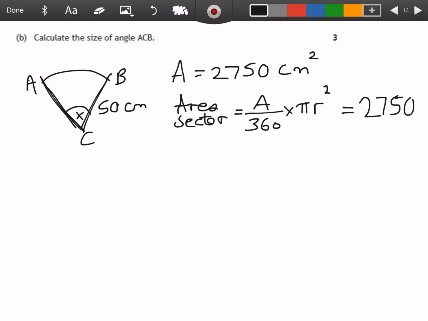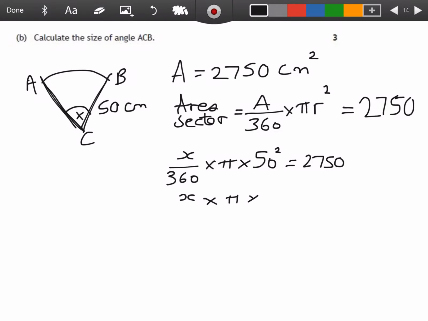Right, we're going to put in the numbers that we know. We don't know the angle, so I'm just going to call it angle x. x over 360 times pi. We know the radius. The radius squared is 50 squared. Gives us 2750. Okay, it doesn't matter which method you use to do this. Some people do it slightly differently.